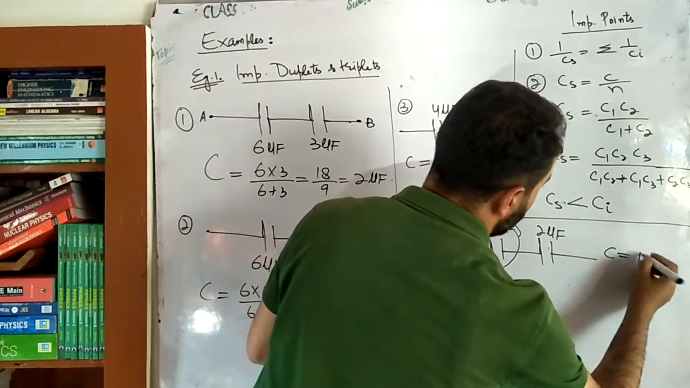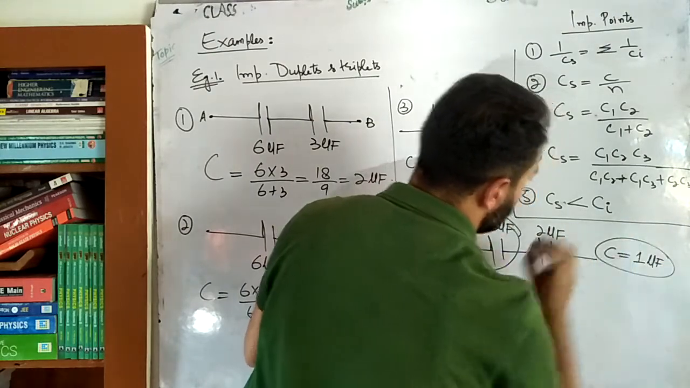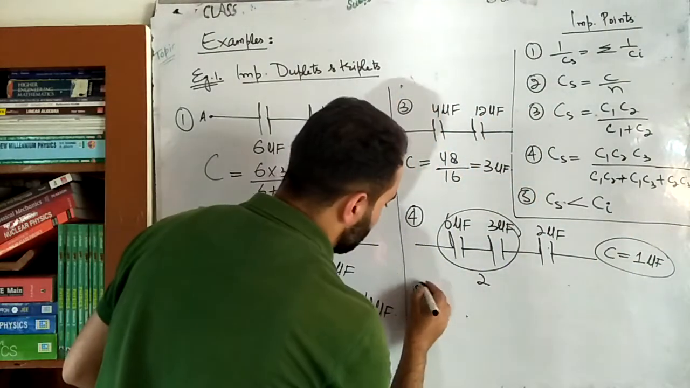So the answer, how much will it be? That's equal to 1 microfarad. So this is the answer. ठीक है ना बेटा? In the same way, example number 5.